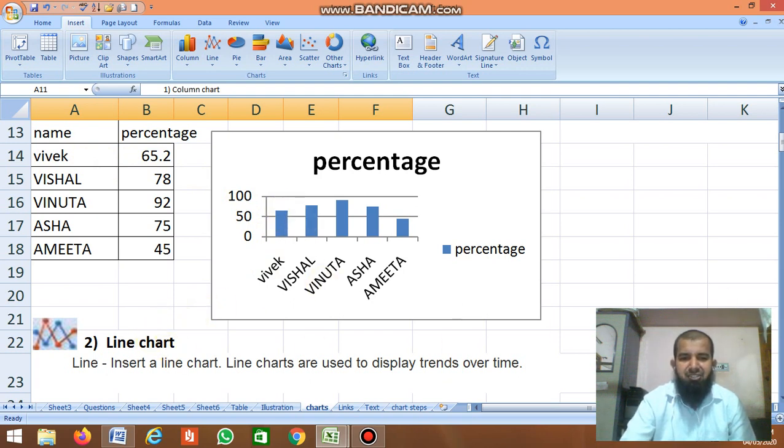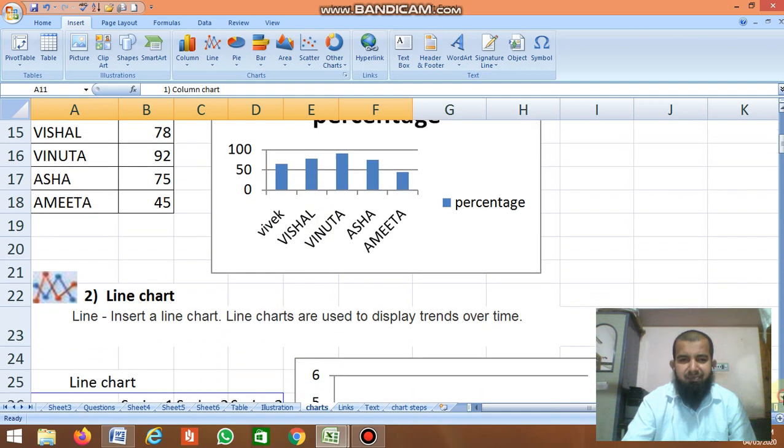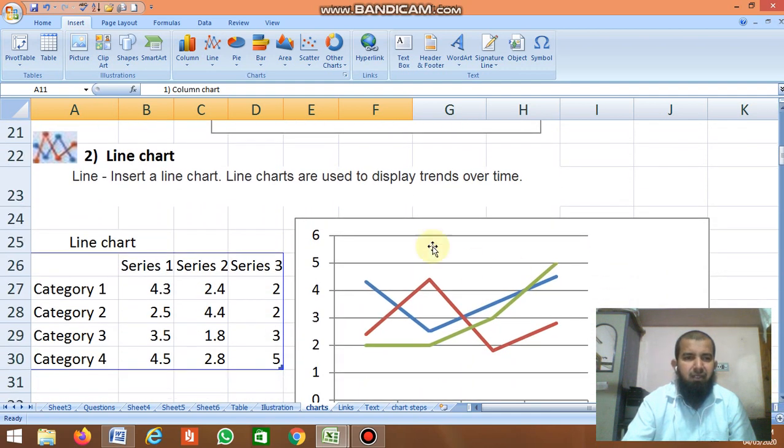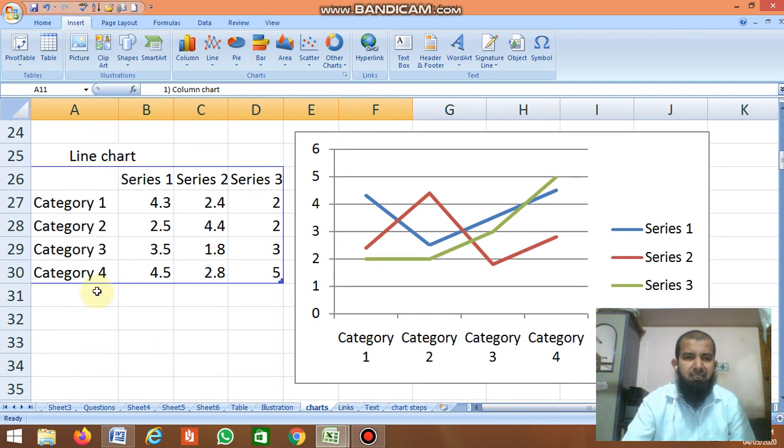Next, the second one is line chart. What does the line chart say? Line charts are used to display trends over time. See, for example, here this is a line chart. Four categories are there, so four categories are displayed here. Then series 1, series 2, series 3. Series 1 color indicates this blue, series 2, and this one is series 3.